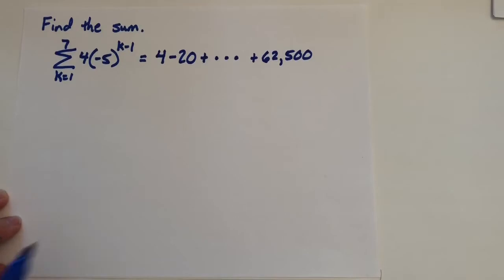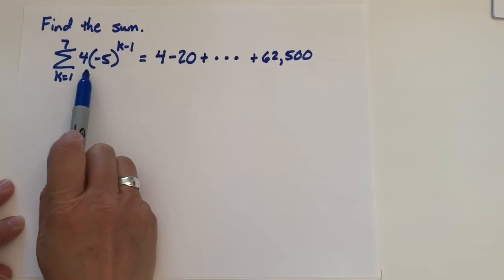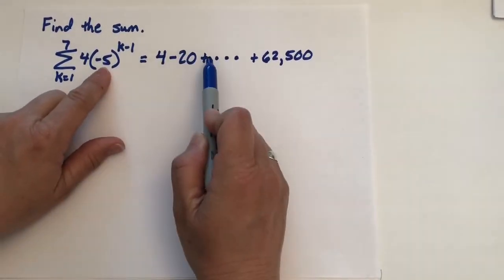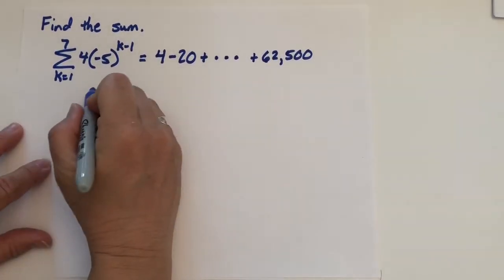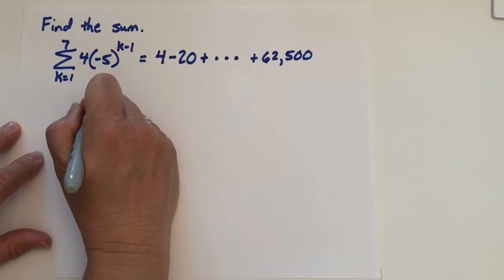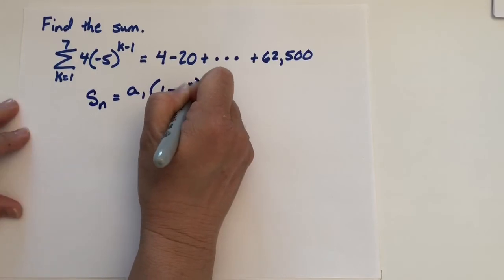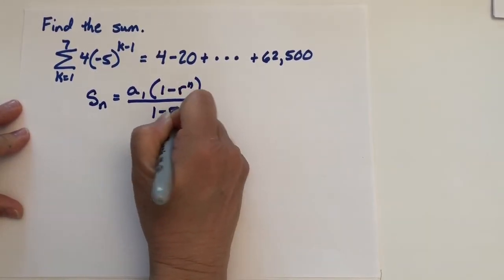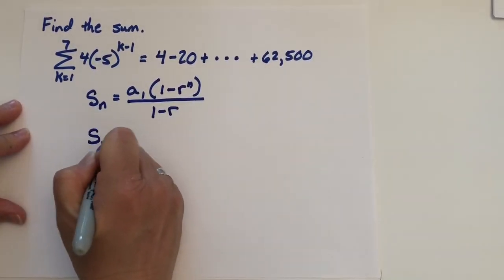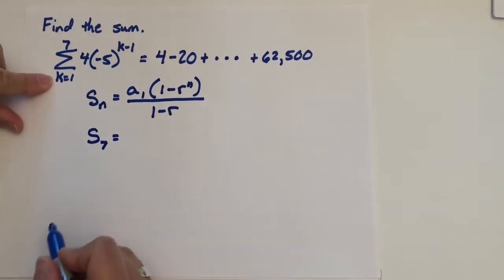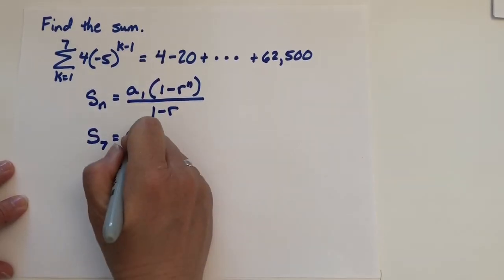Now let's use our formula, because we know this is geometric, because we're multiplying by -5 times another -5 times another -5. It is geometric, so this formula is valid. Let's write it again. S sub n equals a sub 1 times 1 minus r to the nth divided by 1 minus r. So we're just going to practice using the formula. So the seventh partial sum, because we know there are 7 terms starting with k equals 1 and ending with k equals 7. We need the first term, which we know is 4.